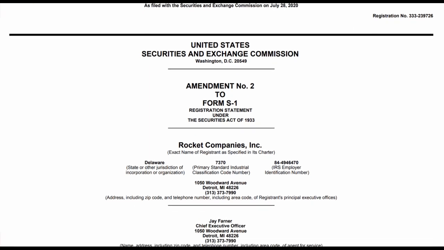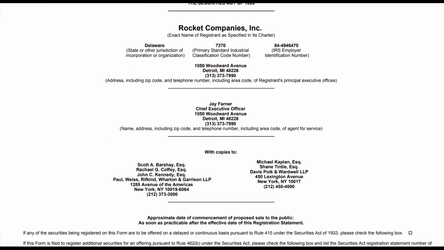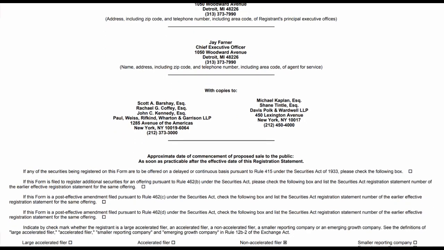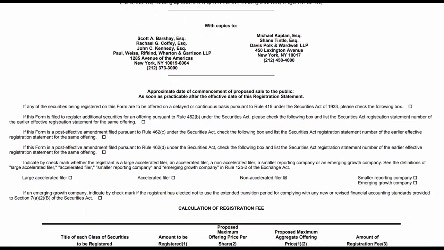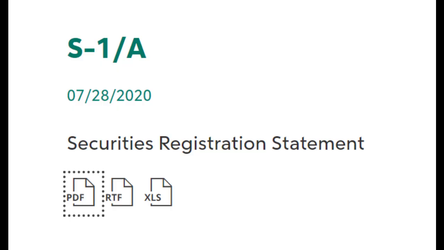So first of all, in case you're wondering where I'm getting all of this information and the diagrams that I'm about to go over, it all comes directly from Rocket's S-1 filing, which is the detailed document that companies have to file with the SEC before they go public. In this case specifically, it's the S-1A, which is the final amended version of the filing. You can find it on Rocket's Investor Relations page under SEC Filings, which I'll also link in the description below.